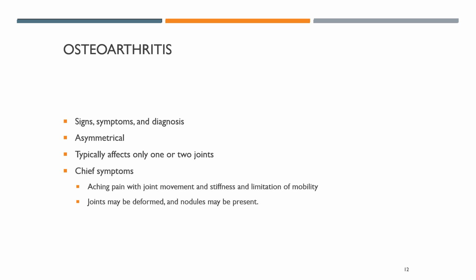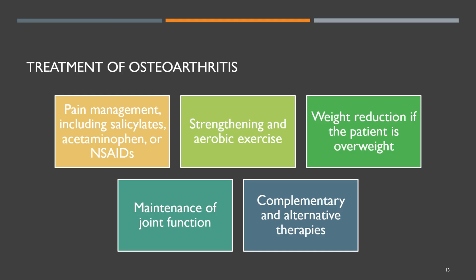The chief symptoms: there's an aching pain when people try to move, and anytime they have joint movement they'll have stiffness and a lot of limitation of their mobility. The joints may look a little deformed. Sometimes you see nodules. It's actually a very common diagnosis.